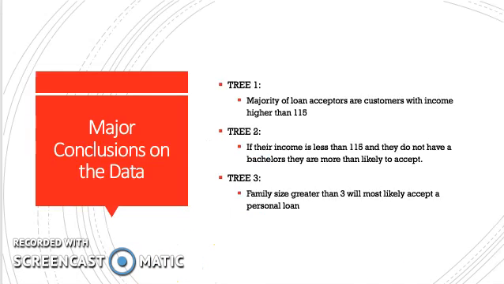In conclusion, when we're looking at this data, tree 1, the majority of the loan acceptors are customers with income higher than 115,000. Tree 2, if their income is less than 115 and they do not have a bachelor's degree, they are more likely to accept the loan. Tree 3, the family size greater than 3 will most likely accept a personal loan.